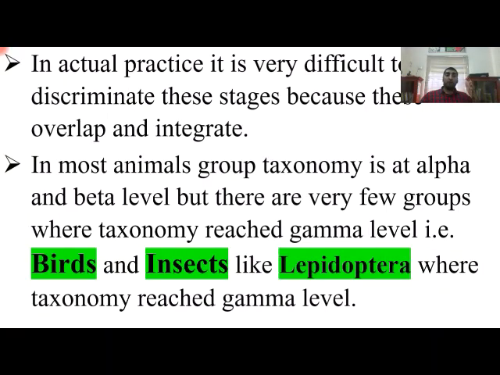As I told you already, in most animal group taxonomies at alpha and beta level, there are very few groups where taxonomy reaches the gamma level. That is, if there are subspecies in certain populations, then we reach the gamma level. But if there are no subspecies, then we only stick to alpha and beta phases. Like I told you, in birds, insects, Lepidoptera, etc., taxonomy has reached the gamma level.